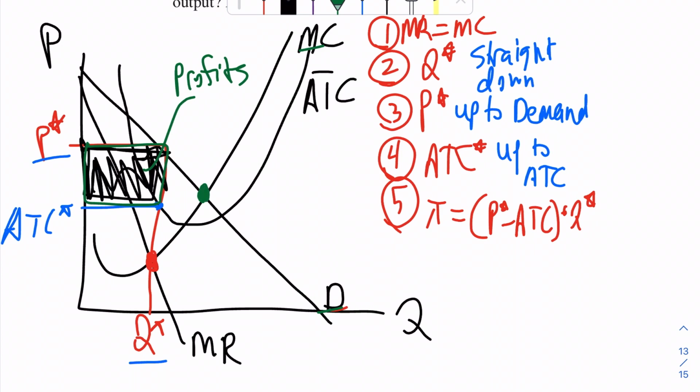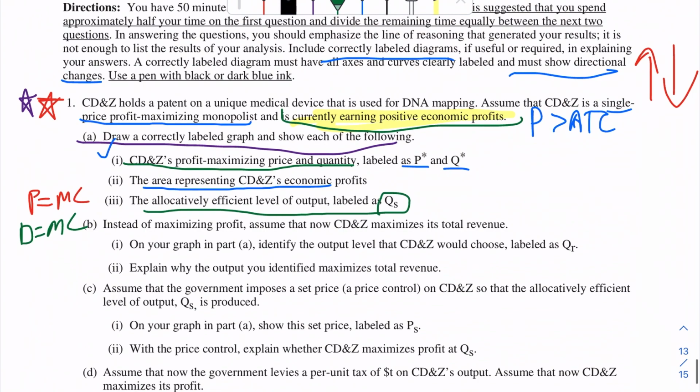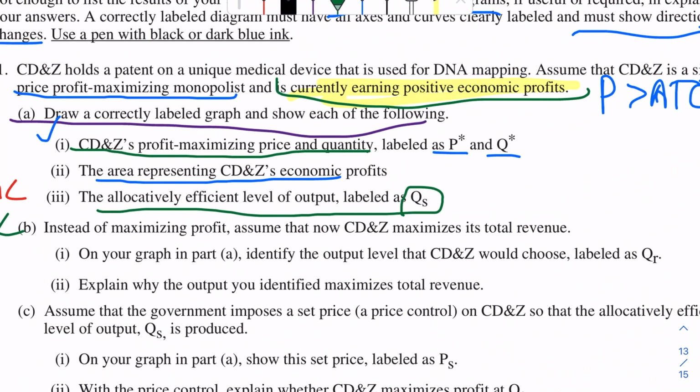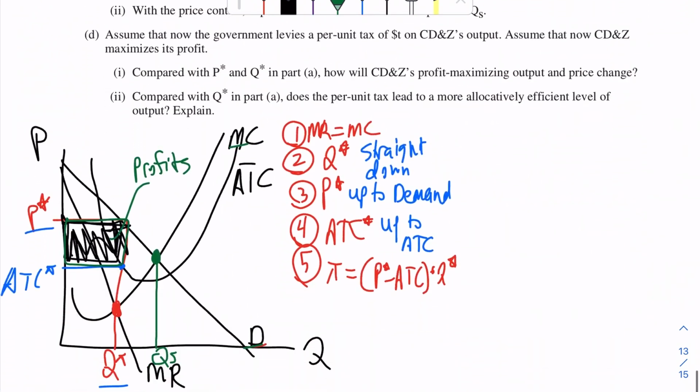All right, now allocative efficient is still price equals MC. That is true. Okay, and I say demand equals MC just so you can locate it on the graph. And besides, how do we find price? We go up to the demand curve. So that's how we do it there. So this is your QS, your social quantity, your allocative efficient output. And that's all we have to do for A. Okay? Just a simple monopoly graph.